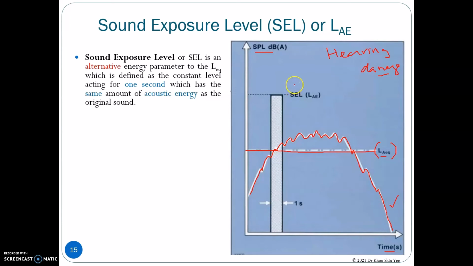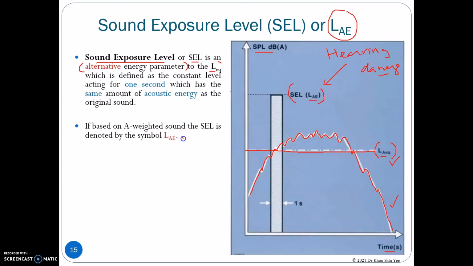There is another way to quantify the hearing damage. Besides the LAEQ, we can also quantify it using the SEL, or what we call the LAE, which is the alternative energy parameter. SEL stands for the sound exposure level, and it can be represented by the symbol LAE here, which is this.